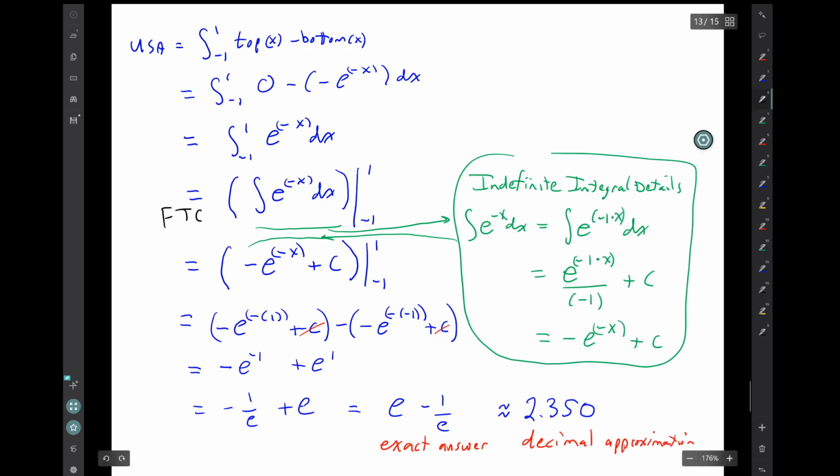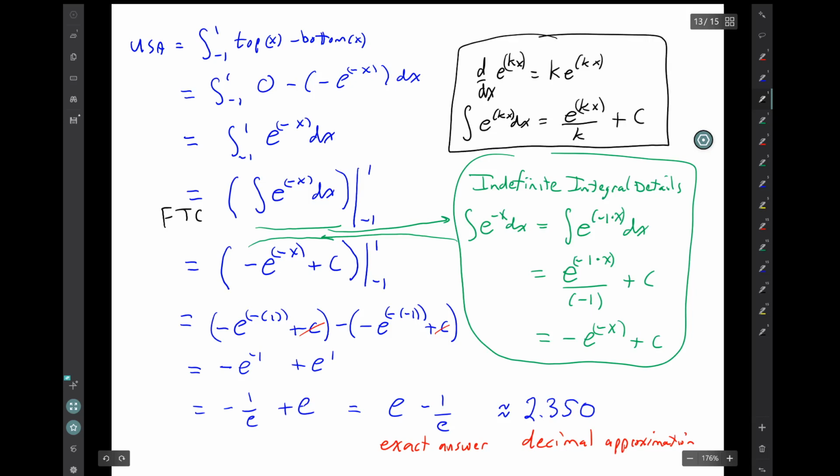There's our solution. Notice that the indefinite integral used a rule for integrals that comes up frequently, and it's useful to remember the rule along with its corresponding derivative rule. The rule is this. The derivative of e to the kx is k e to the kx, but the indefinite integral of e to the kx is e to the kx over k plus c. In this problem, we have k is -1.